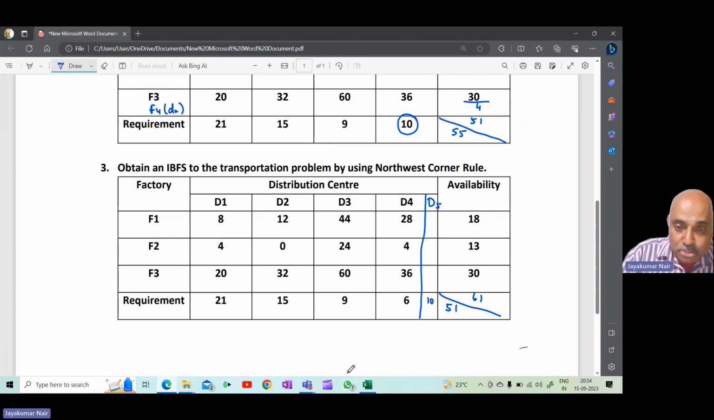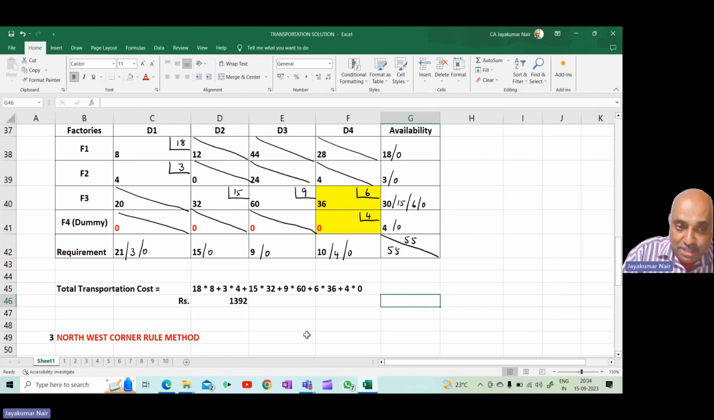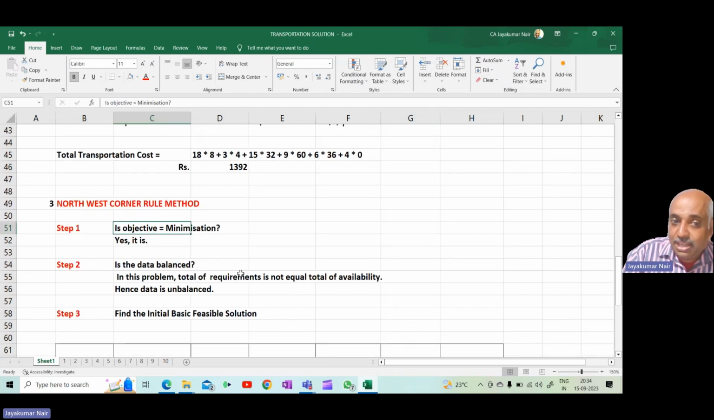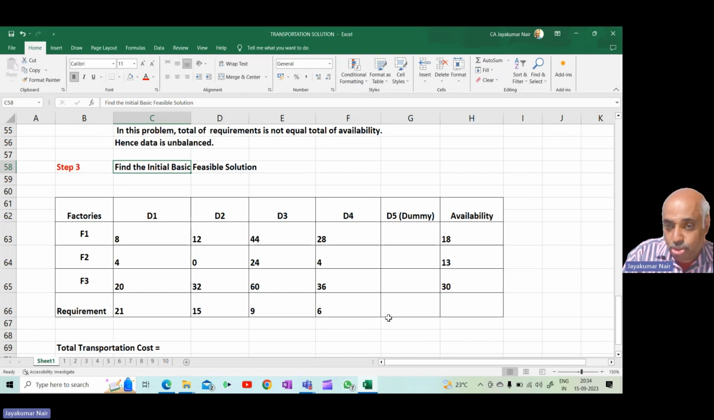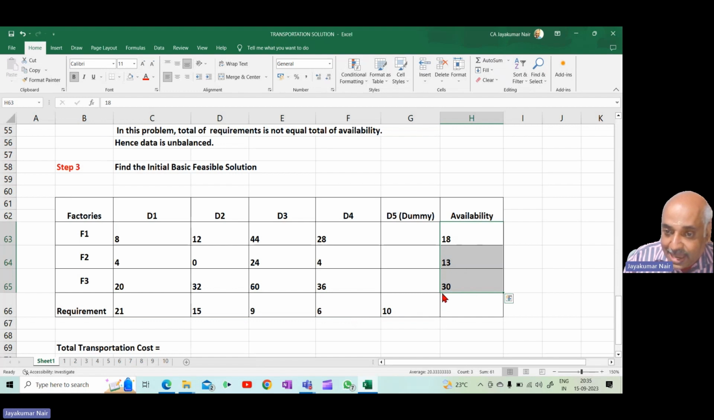So to work out this particular sum, first, you know what the objective is. Then you will check whether the data is balanced or unbalanced. In this case, it is unbalanced. And the third step is the initial basic feasible solution. So I know that the requirements total is 51, whereas availability is 61. It's not tallying. Therefore, I should write here 10. Only then this total and this total will tally. So I am making it balanced. So this is 61 now. This is also 61. So unbalanced data has been converted into balanced data.